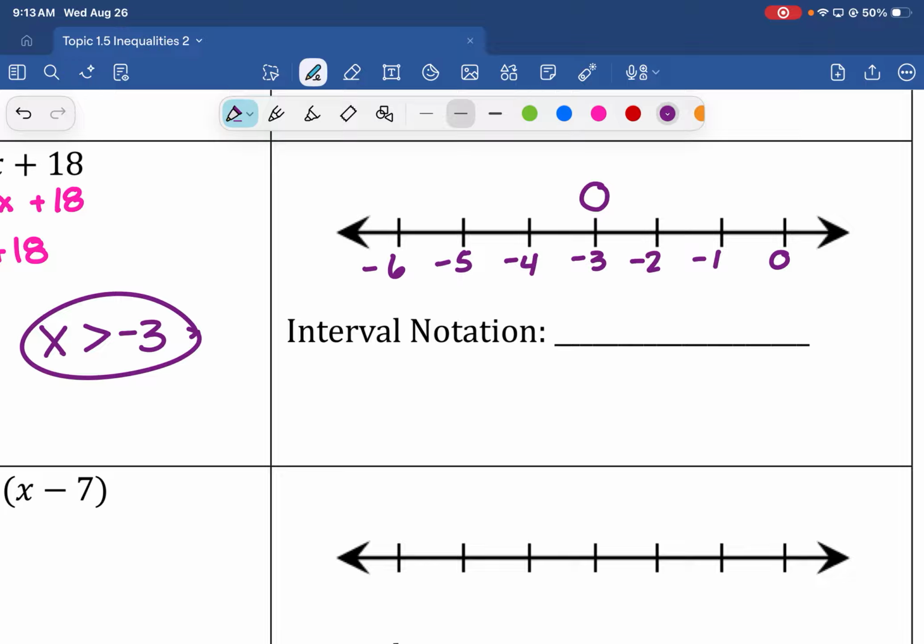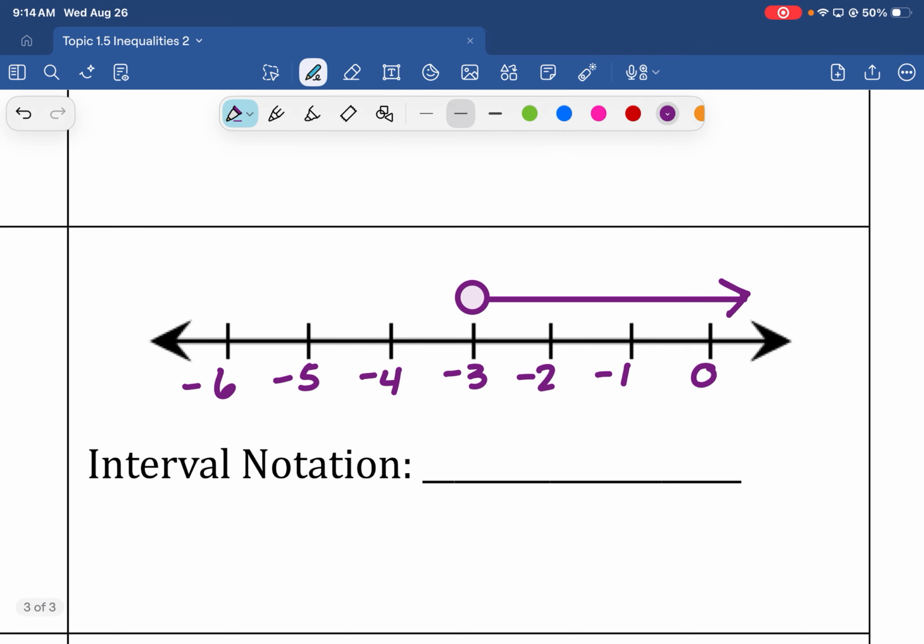Is anything happening with that 8? Bring it down. What do I need to do with that negative? Distribute it. And when I distribute that negative, it's like multiplying by negative 1. Negative 1 times x is? Or negative x. Negative 1 times negative 7 is? Positive 7. Okay.